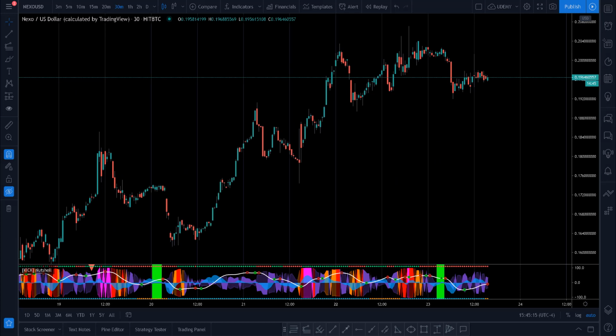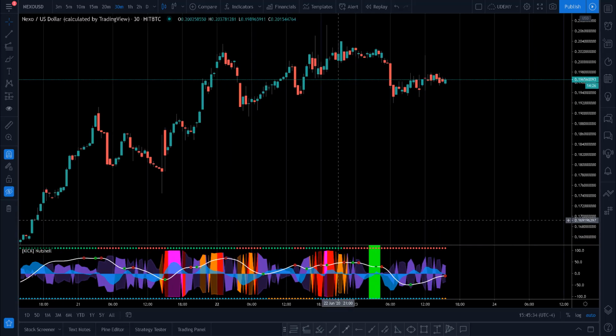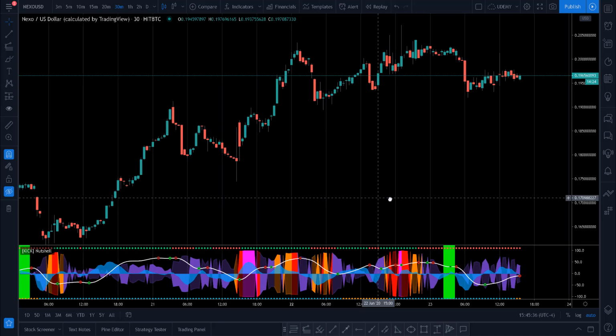All right, I'm going to start here. I'm looking at a Nexo chart, which just happens to be a particular instrument that I've actually been looking for an entry on, so I've been doing some analysis on it today already. I'm going to take our Nutshell indicator here and blow it up a little bit so we can see it better down here at the bottom.